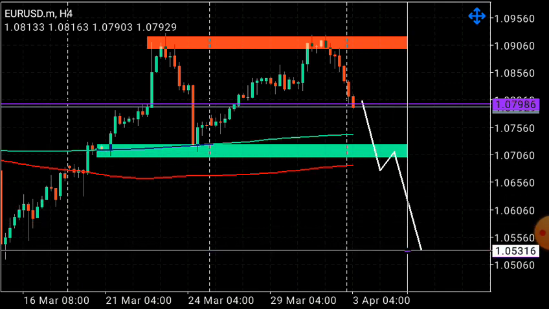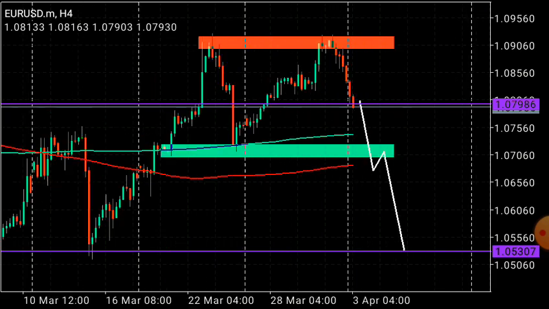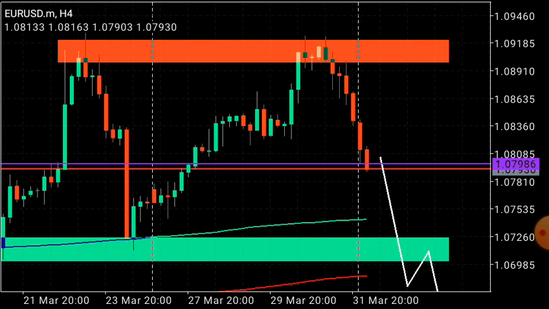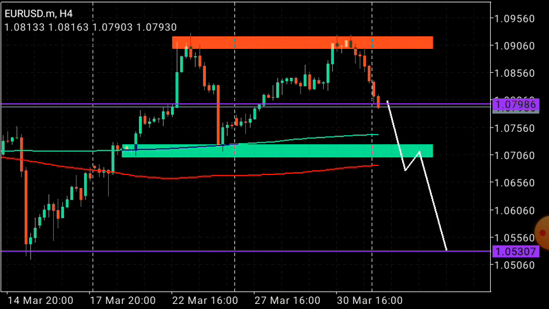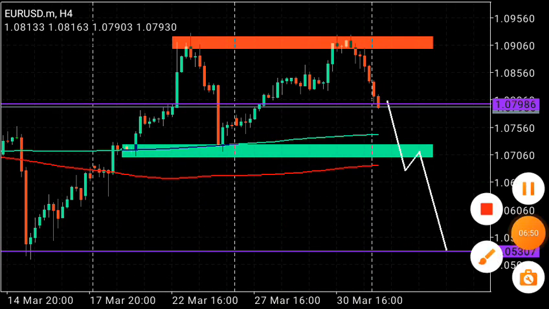The target will be at 1.05316. So this week I anticipate that we could close below 1.05316. This is what I'm anticipating on the Euro USD for this coming week. Hopefully we have a monstrous NFP with bigger volatility.